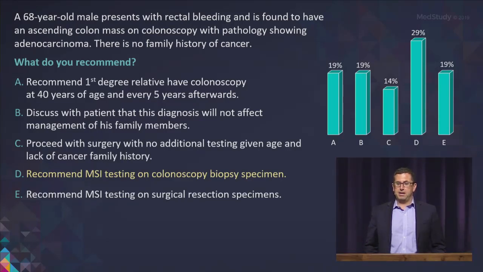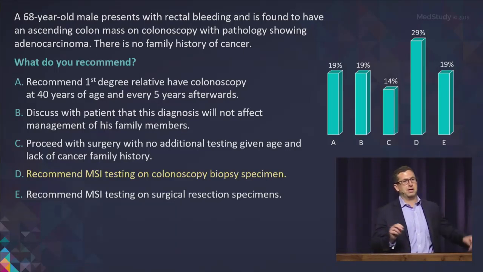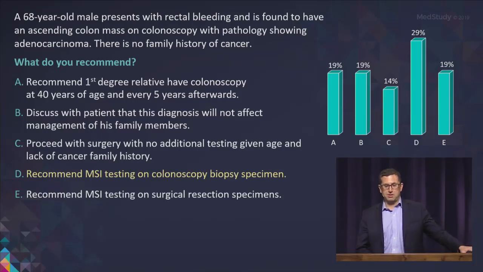The reason that A is incorrect is because of the guidelines: if somebody in your family is over 60 and they have colon cancer, the relative gets scoped at 40, but if their colonoscopy is normal, they get scoped every 10 years after that, not every 5. So it's a little tricky, but those are the US Multi-Society Task Force guidelines on colorectal cancer.